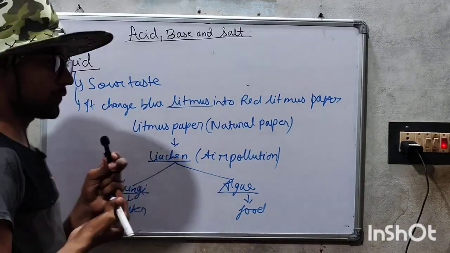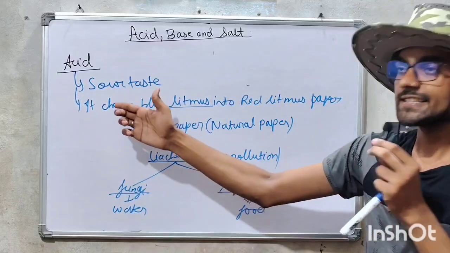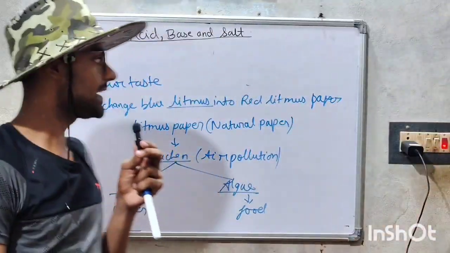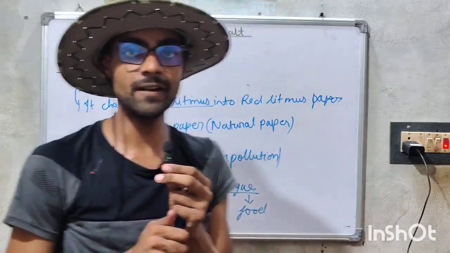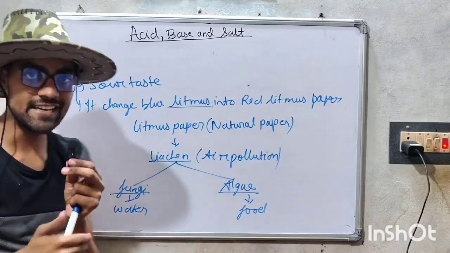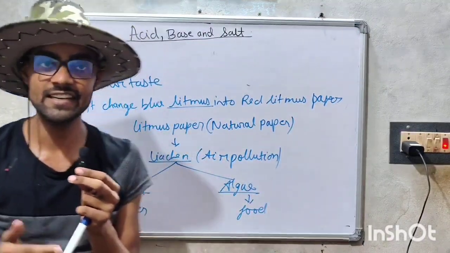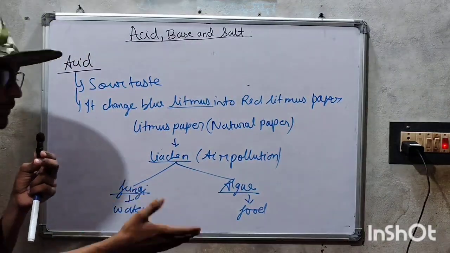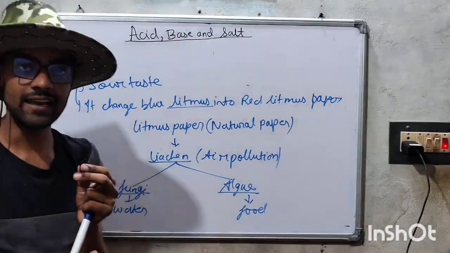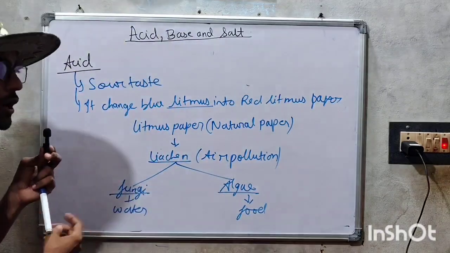So this is about the acid: it is sour in taste and it changes blue litmus paper into red litmus paper. Litmus paper is a natural paper made up of lichen, an air pollution indicator, which is further divided into fungi and algae. Algae is the food maker and fungi gives water.